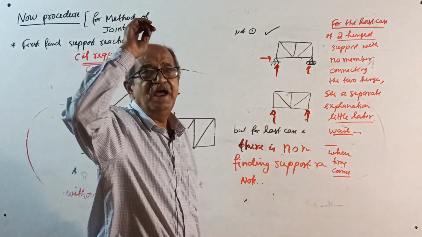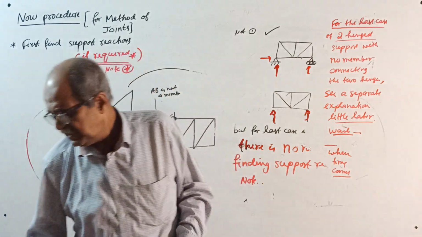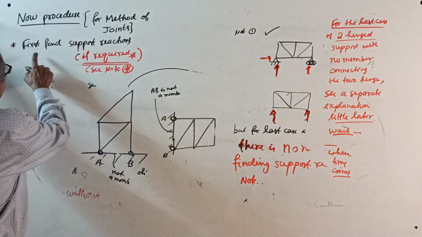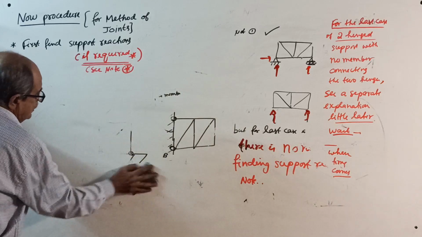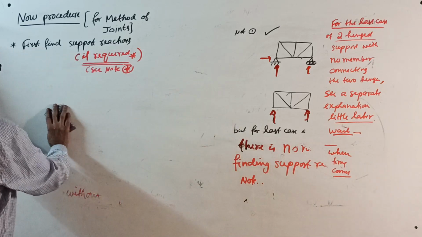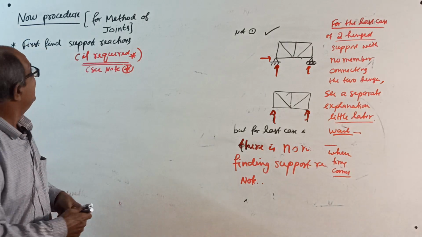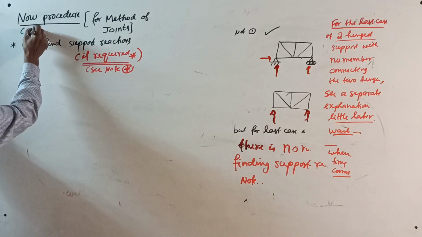See, earlier I told you to wait for some time. Now the time has come. Okay. Now do one thing. I thoroughly explained: first find support reactions if required. See the note. One minute now. Okay. Now, to understand correctly, let us go through the procedure once again.